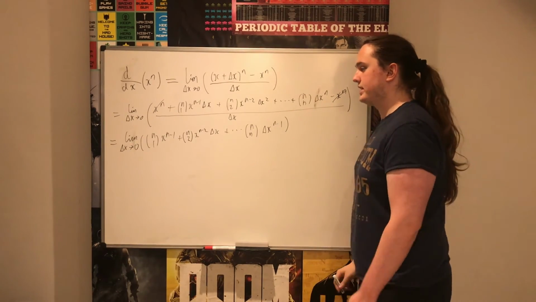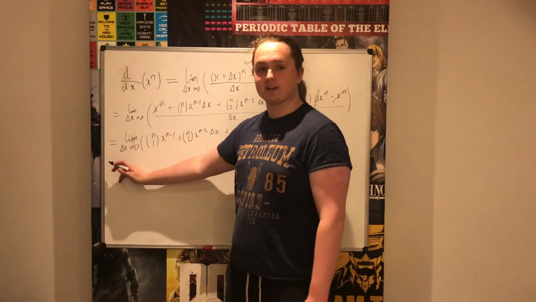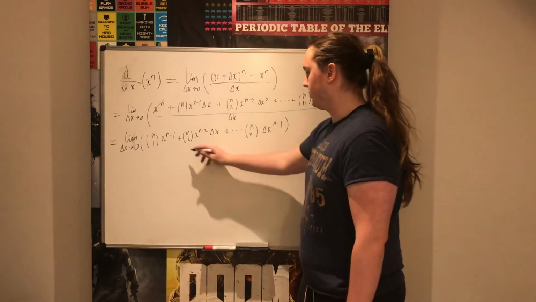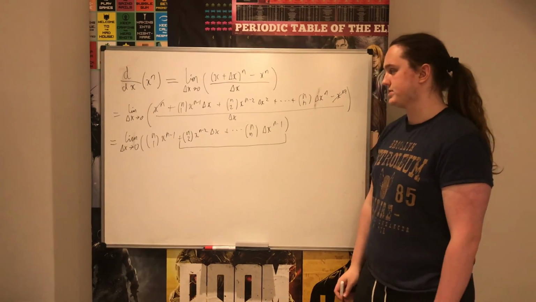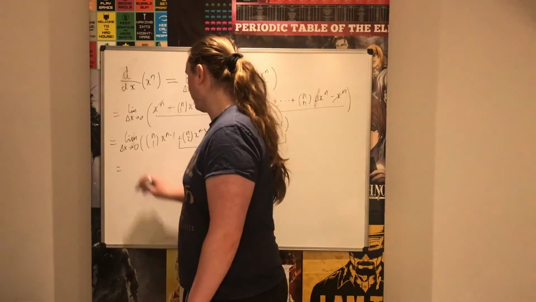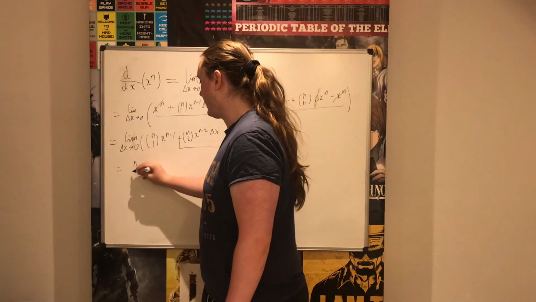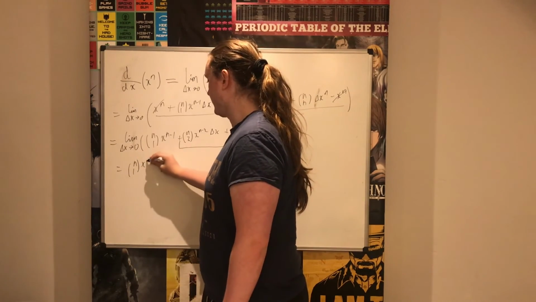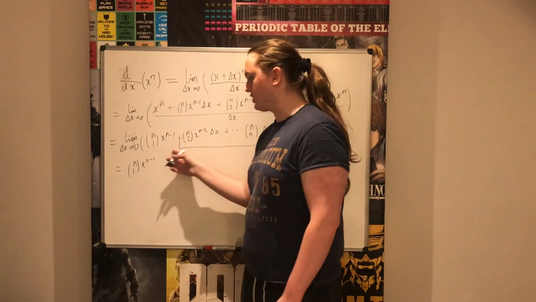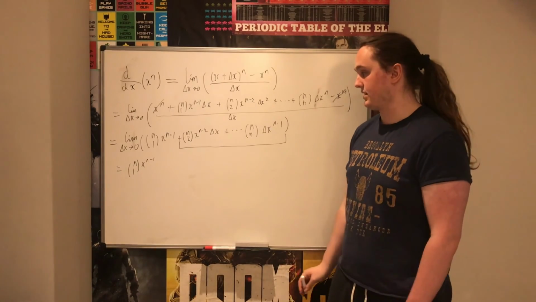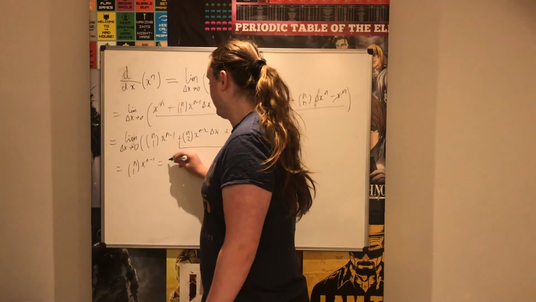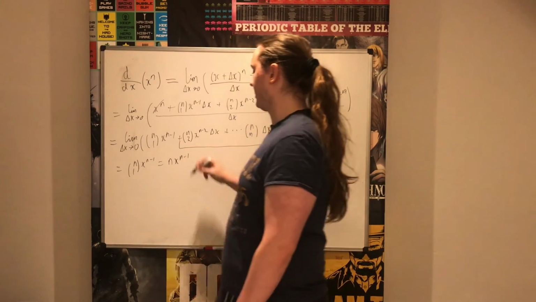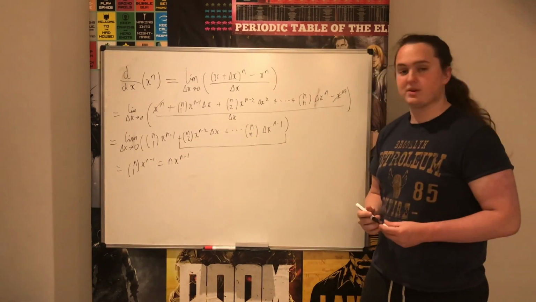And now we see that if we let delta x tend to 0, then all of these terms that are multiplied by delta x will just become 0. And so this just becomes n choose 1 x to the n minus 1, because this term doesn't have any delta x's in it. And now we know that n choose 1 is n, so this is the same as nx to the n minus 1. And so we've proved it.